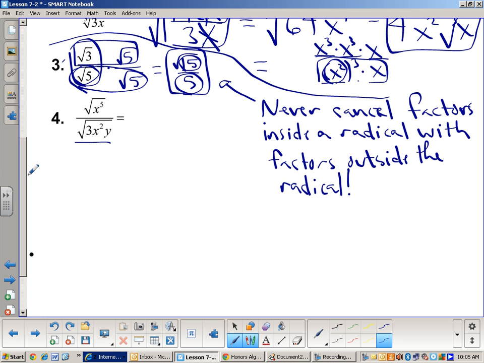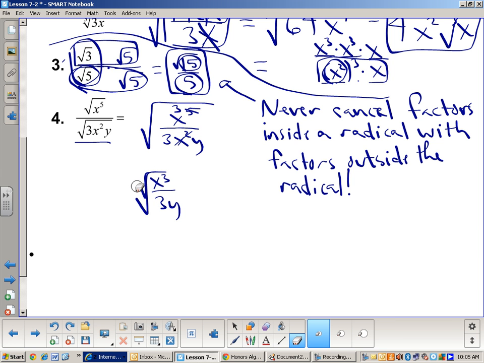So, the last one, x to the 5th. If I write that as 1, because they're both square roots, I get x to the 5th over 3x squared y. What happens to my x squareds? They cancel, leaving me with 3 of them left on top, right? So I get x cubed on top and 3y on the bottom. Wouldn't we leave it like that? No, because I have a radical sign in the denominator.